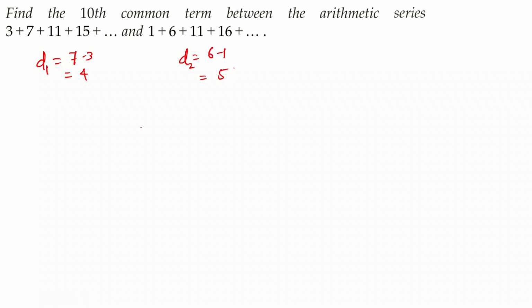common term. So if you observe, in the first AP our common difference is 7 minus 3. So D over here is 7 minus 3, which is equal to 4, and for this case you may call them D1 and D2, so it is better. D2, that means the common difference for this AP, is 6 minus 1, which is equal to 5, and the first common term between these two sequences is 11. Okay, so can you tell me which will be the next common term?